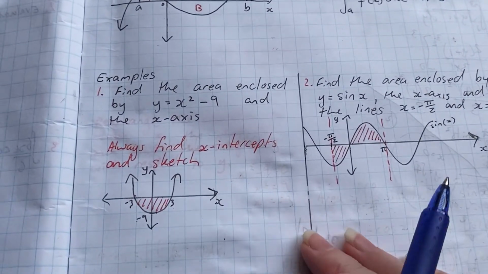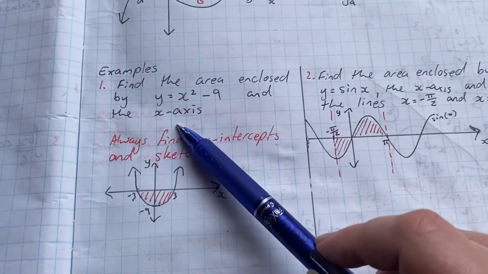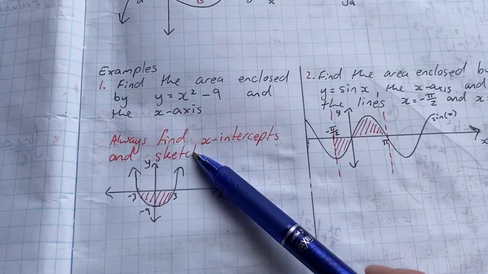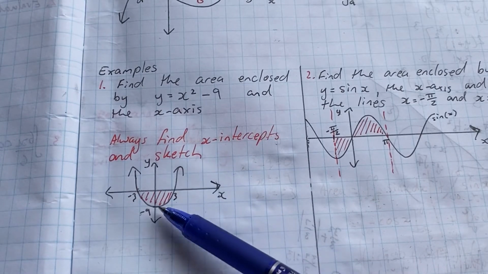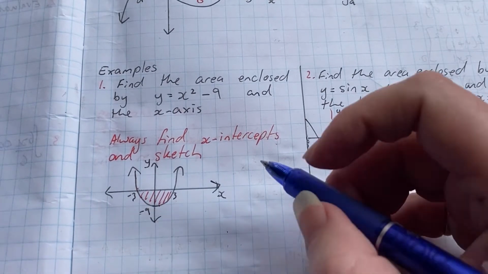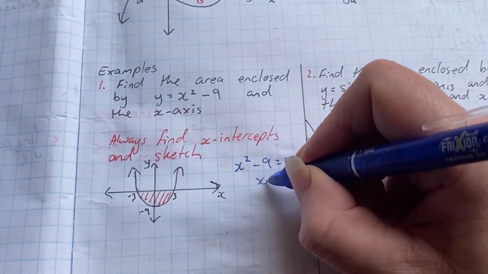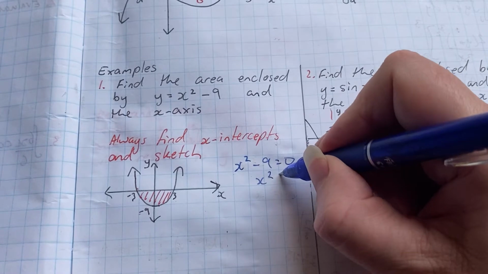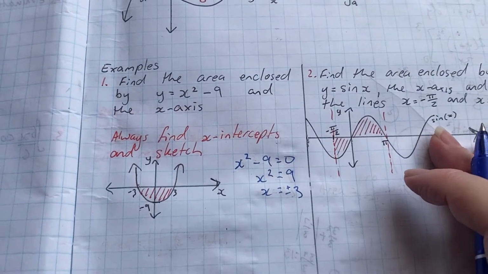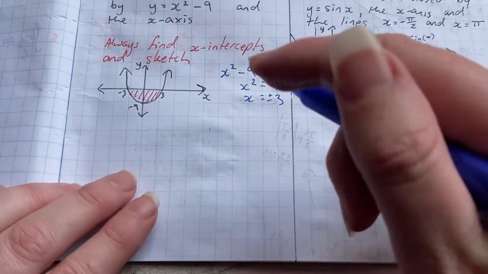Okay, let's look at these examples. Find the area enclosed by the curve y equals x squared minus 9 and the x-axis. So it's really important here to always find any x-intercepts and sketch it. So it is a parabola shifted down 9 units. So our x-intercepts would be 3 and minus 3, but we should show that working out. So where does x squared minus 9 equal 0? We could factorise difference of 2 squares if we wanted to, or do it this way, plus or minus 3. So our x-intercepts are plus or minus 3, and that gives us the endpoints of our integration.